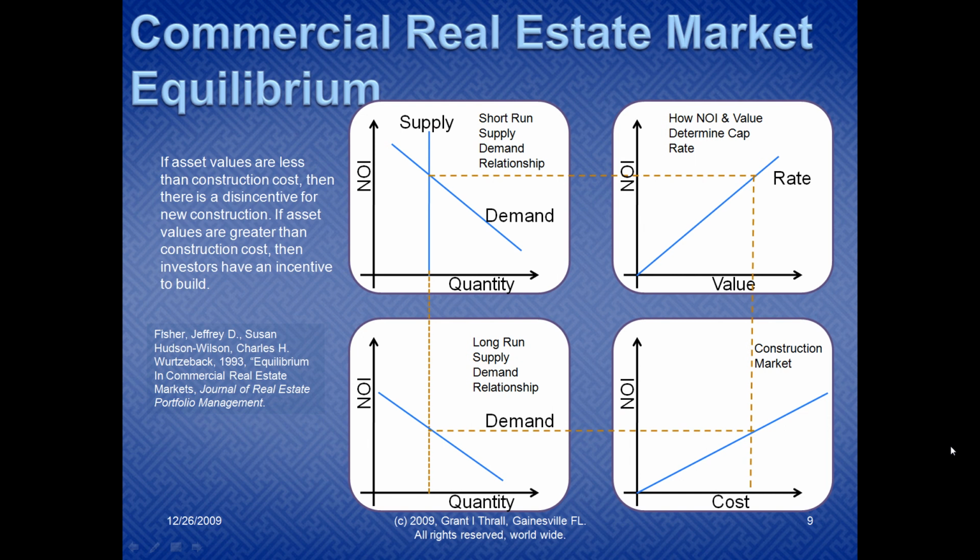Commercial real estate market equilibrium. If asset values are less than the construction cost, then there is a disincentive for new construction. However, if asset values are greater than the construction cost, then investors have an incentive to build. These diagrams are from Jeff Fisher, Susan Hudson Wilson, and Charlie Wurzbach, 1993, Equilibrium in Commercial Real Estate Markets, available in the Journal of Real Estate Portfolio Management.